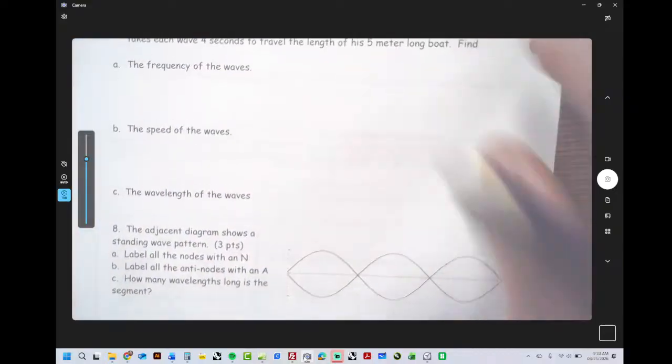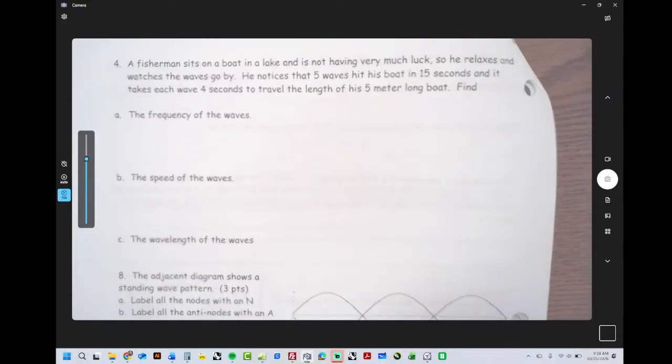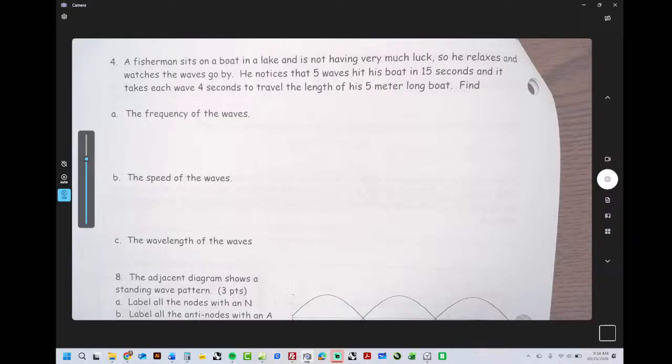Okay, so this is one that's like number 4. This is like what you're going to have on the quiz next time. This is a tricky one. A fisherman sits on a boat in a lake and is not having very much luck, so he relaxes and watches the waves go by. He notices that 5 waves hit his boat in 15 seconds, and it takes each wave 4 seconds to travel the length of his 5-meter boat.